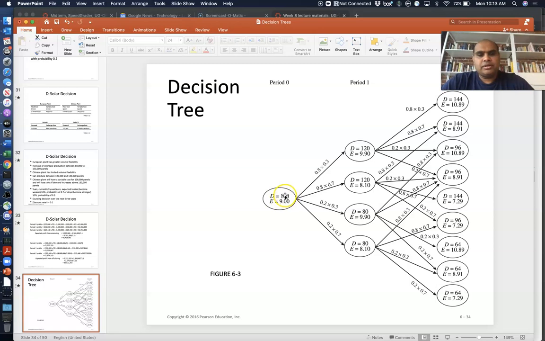So you begin with 100,000 units of demand, and the exchange rate being 9 yuan per euro, and then you have 4 options from here. Demand goes up and exchange rate goes up. Demand goes up, exchange rate goes down. Demand goes down, exchange rate goes up, and demand goes down and exchange rate also goes down.